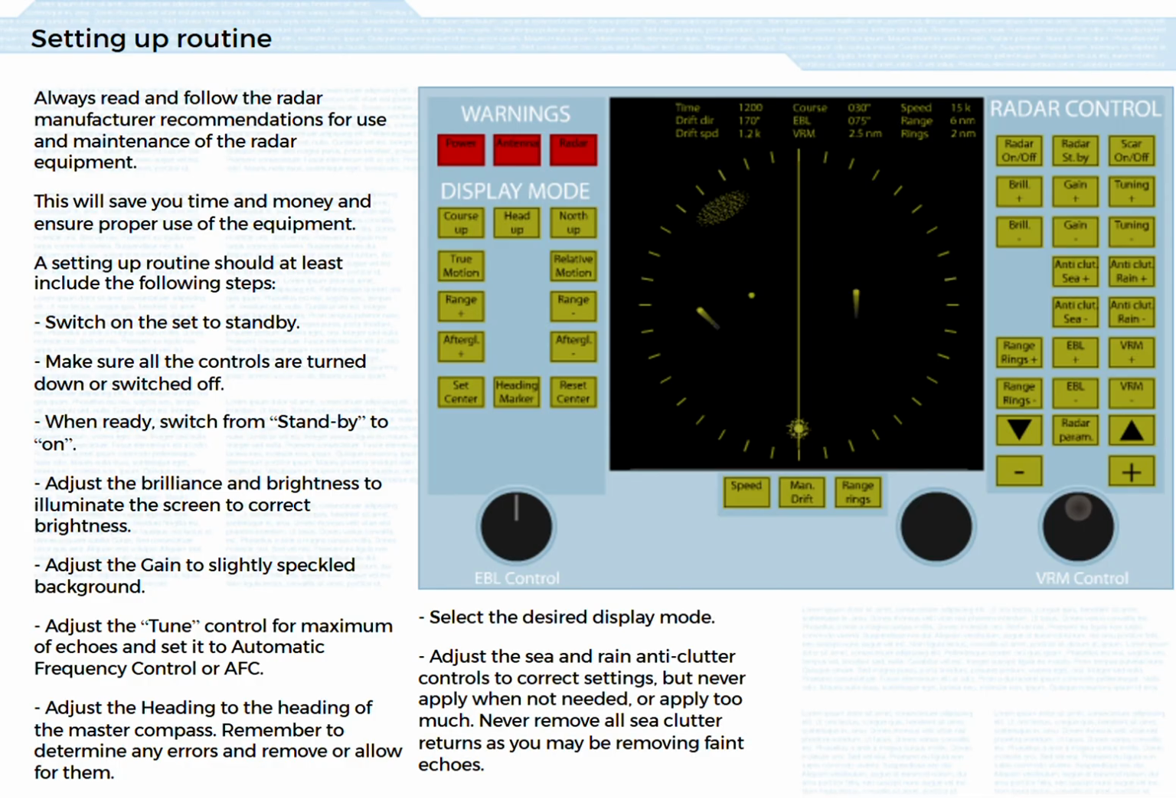Adjust the sea and rain anti-clutter controls to correct settings, but never apply when not needed or apply too much. Never remove all sea clutter returns, as you may be removing faint echoes. Set other controls to suit use and environment.